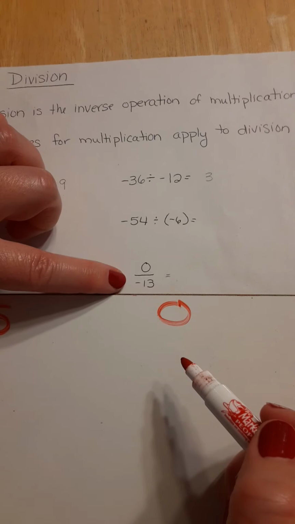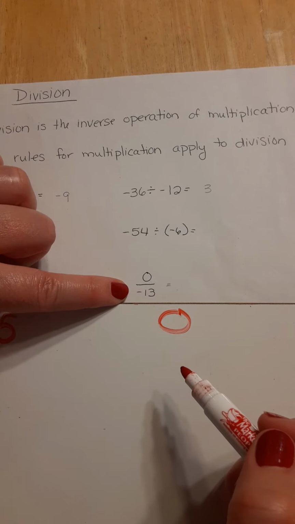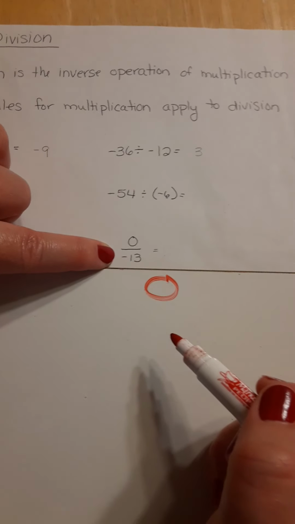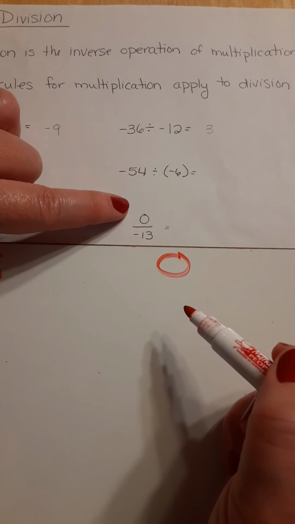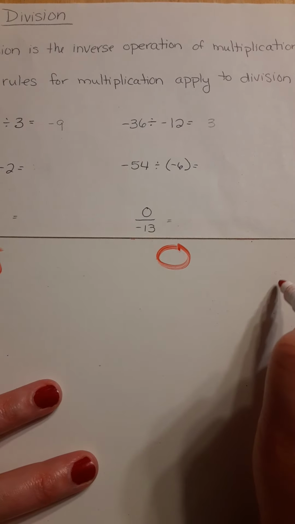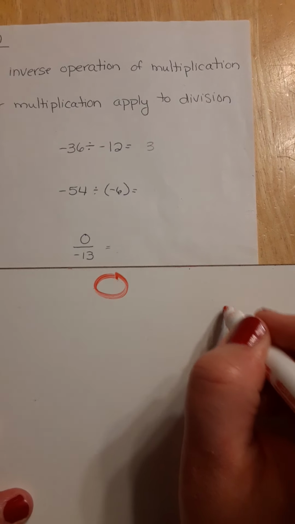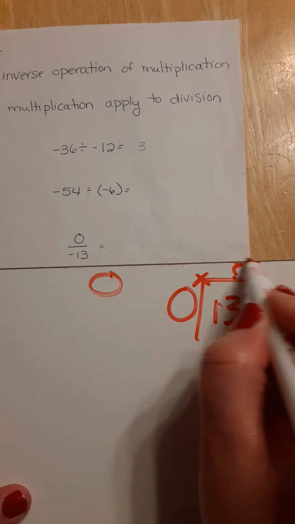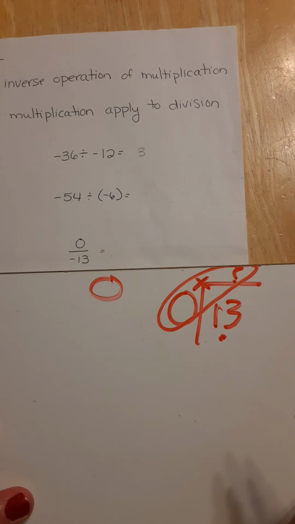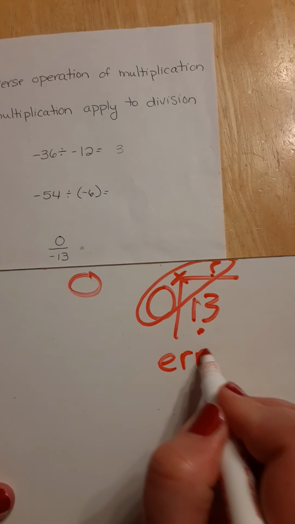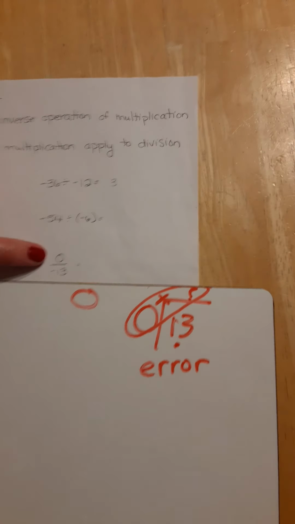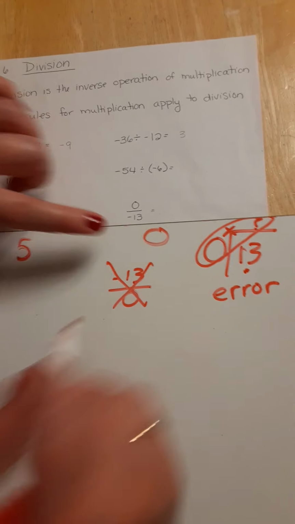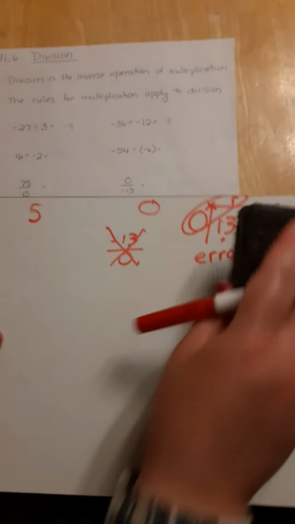Now remember, if I had this flipped around with the 0 in the denominator, your calculator would yell at you and say error. Remember, we cannot have a number divided by 0. Take 13 divided by 0: there's nothing that can go up here that we can multiply by 0 to get to 13. That's why you will get an error. It's not possible. So if you see problems with a 0 in the denominator, that cannot happen.